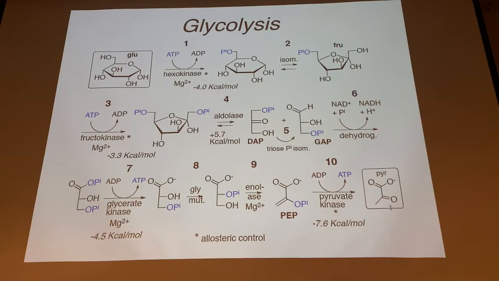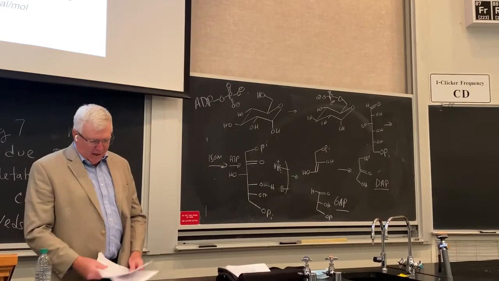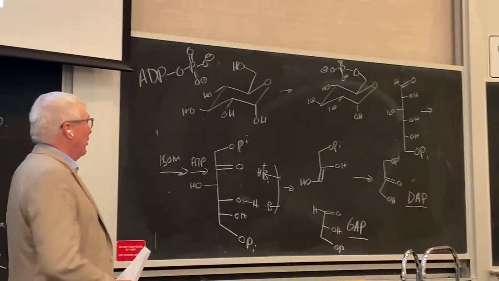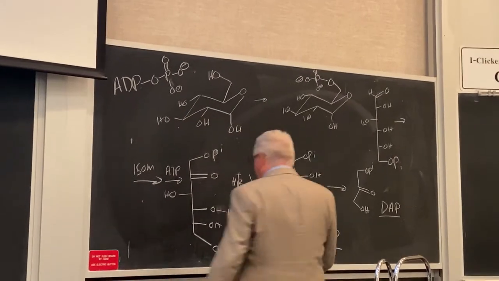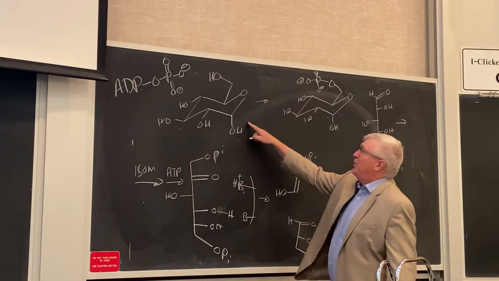Okay, so let's go through some of the details of these, and then we'll go forward into the citric acid cycle. So let's go over here on the board and look at these individual reactions now. And I'm not going to do all of them, but we'll do some of them, at least mechanistically, so we see what's going on. So this first step, here we have what?